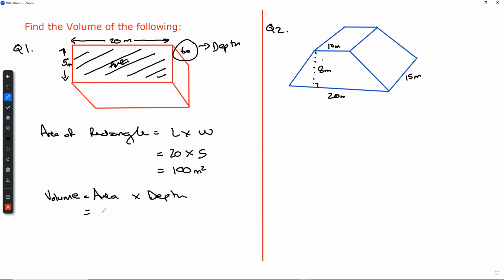So if I take 100 and multiply it by 6 meters, it'll come to 600 meters squared. I mean, cubed. Because we had 100 meters squared and we're multiplying by meters again, don't forget this has to be cubed. So area is in meters squared, volume is in meters cubed. The units are very important as well.